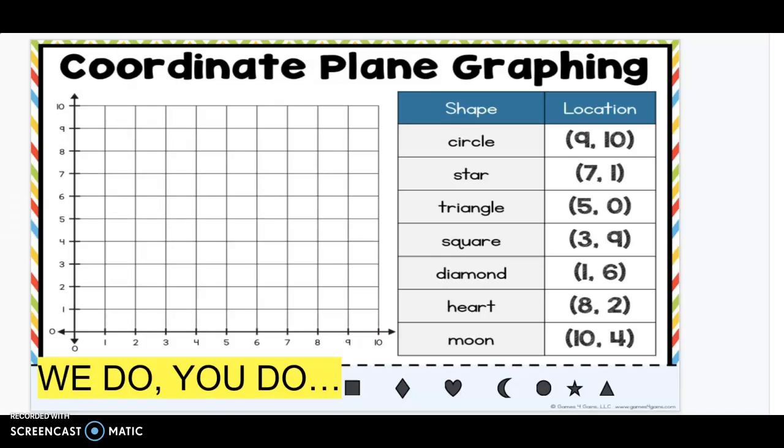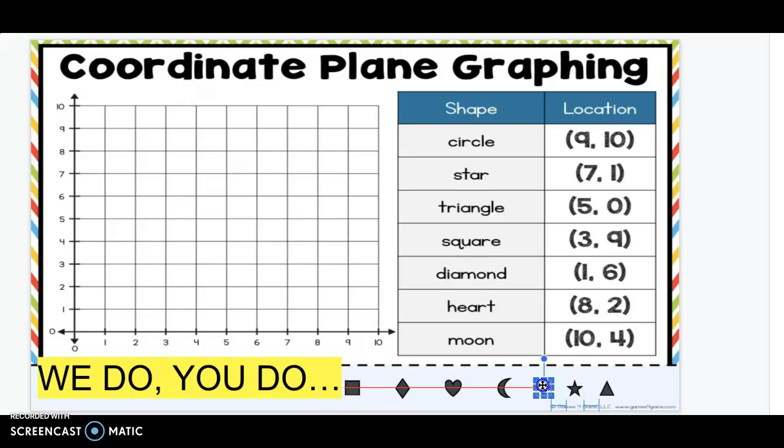First thing I see over here, okay, this says the shape is a circle. So everybody watch me. You might do it on your Nearpod or whatever platform you use. After, when we're doing it together, here we go. I'm going to find the circle. Circle says 9, 10. So I'm going to take the circle. We're ready? So now we're doing it together.